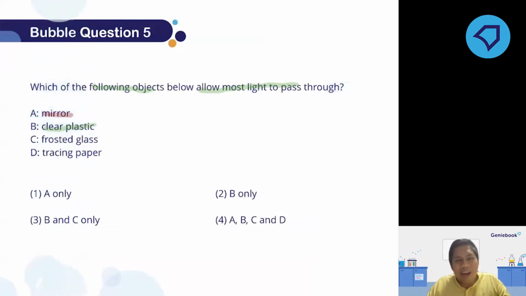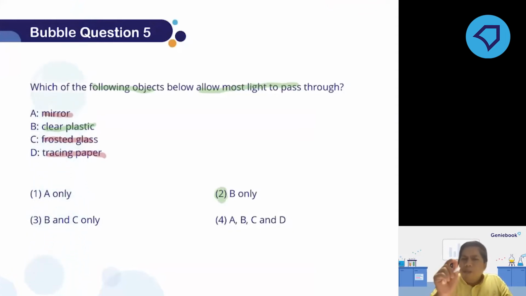Okay, so that means allow most light to pass through. Frosted glass, nope. Okay, we already went through it. It is translucent, right? Only allows some light to pass through. Same goes for tracing paper. Okay, so that's why the answer is B only, which is option number 2.